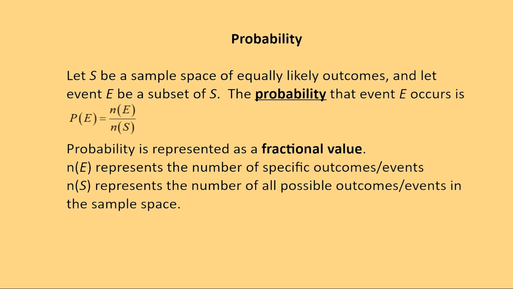Probability. Let S be a sample space of equally likely outcomes, and let event E be a subset of S. The probability that event E occurs is, the way we read this, the probability of the event equals the number of outcomes in what you want to happen, whatever the event is, divided by the number of total possible outcomes. It's represented as a fraction, and that is how we determine the probability of an event.